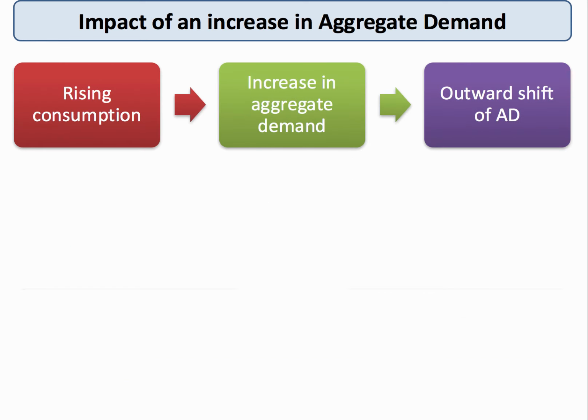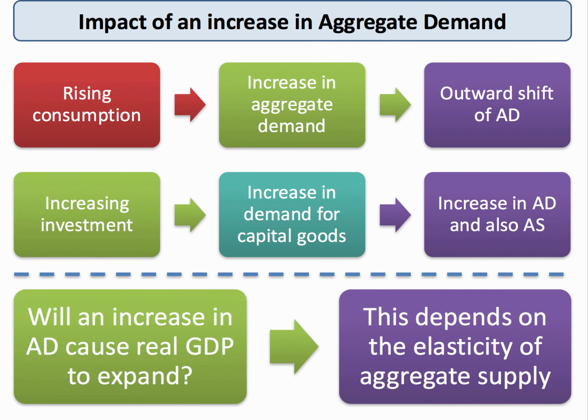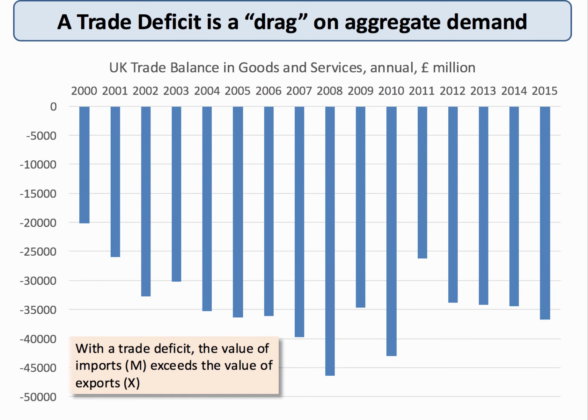So consumption, if that goes up, household spending on goods and services, that's going to feed through to aggregate demand. It's going to be an outward shift of demand there. Increased investment will increase the demand for capital goods. Quite important. And crucially, I think the key point there is that an increase in investment also increases aggregate demand for goods and services, as well as aggregate supply. The key evaluative question, I suppose, is will that rise in demand cause actual output to go up? Well, that of course depends on the elasticity of the aggregate supply curve.